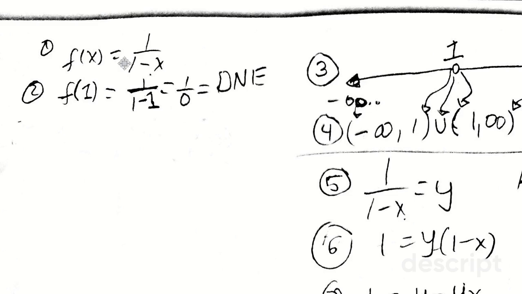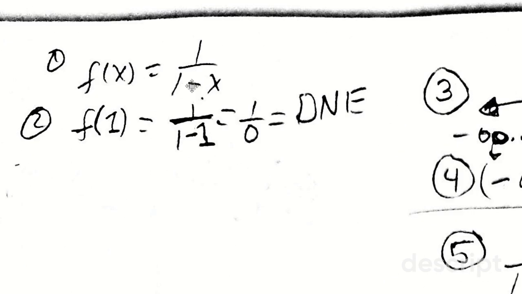Let's find the domain and more importantly the range of this function. The domain is straightforward. You have f of x equals 1 over 1 minus x. So when you plug in 1, you have f of 1 equals 1 over 1 minus 1, which is 1 over 0, which does not exist.